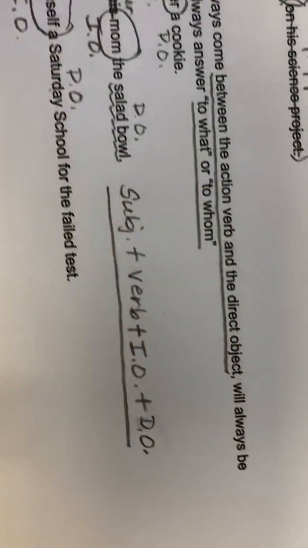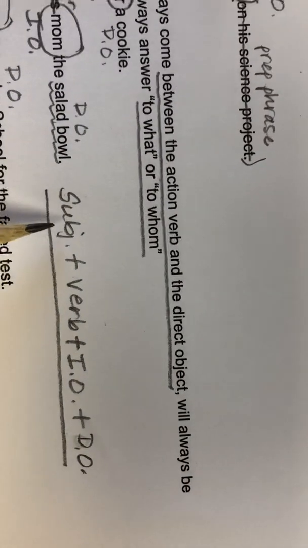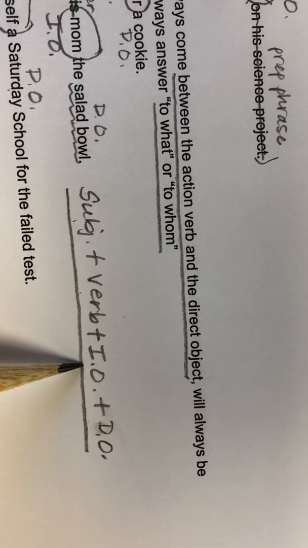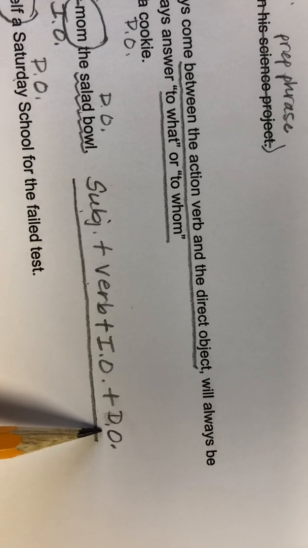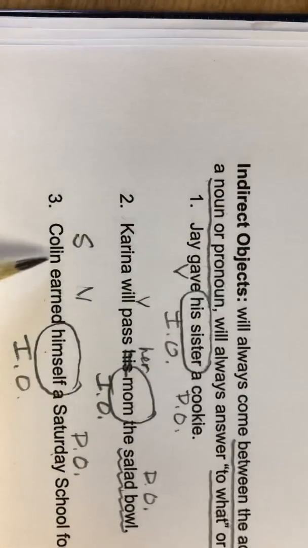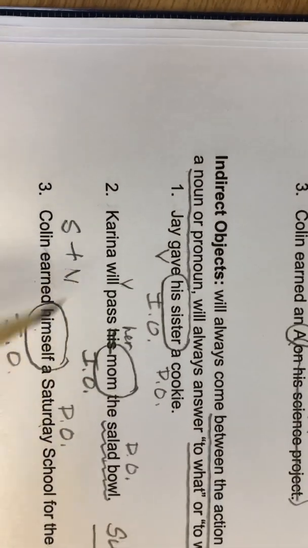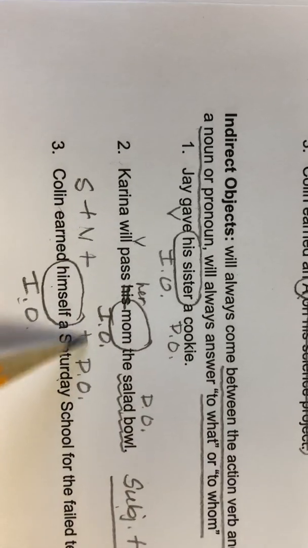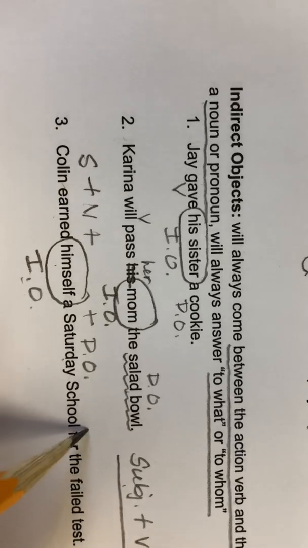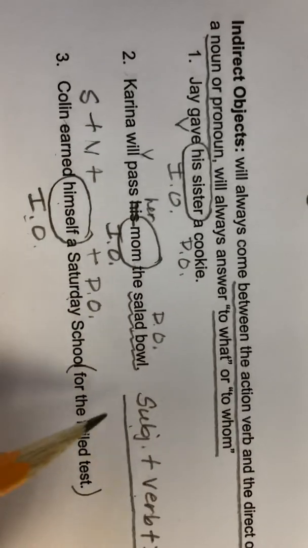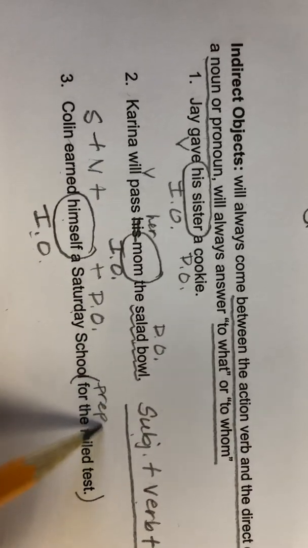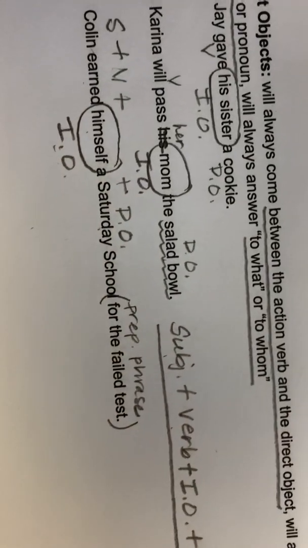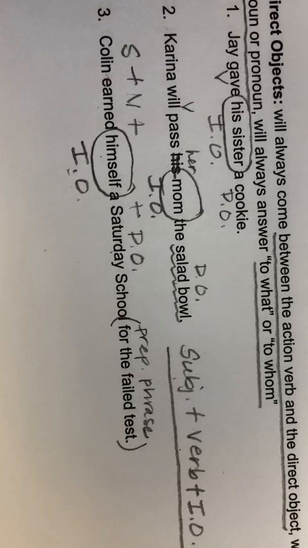And if we look up here, we've got our sentence equation: subject plus verb plus indirect object plus direct object. We have that down here as well: subject plus verb plus indirect object plus direct object. And then this over here is a prepositional phrase. And just like the direct object, the indirect object cannot be part of the prepositional phrase.